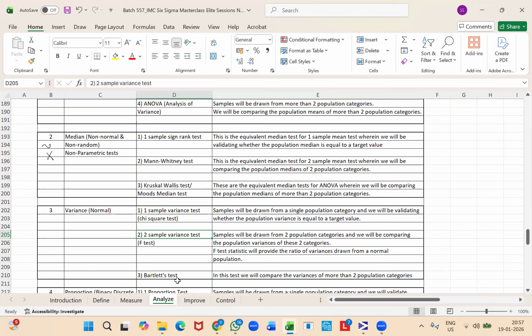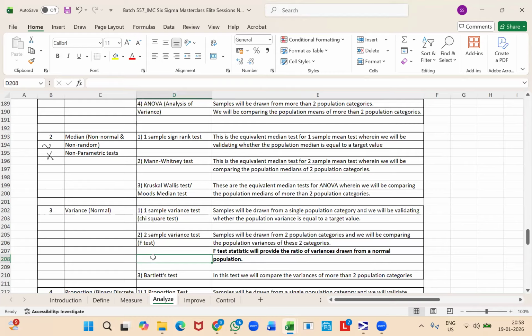So for the F test, the test statistic, or the F test calculated value, will provide the ratio of variances drawn from a normal population. So there can be a question on this, which is why I've included this one-liner. The question will be: which test statistic would provide the ratio of variances drawn from a normal population? So we need to pick the option F test, right? So that is the correct option.